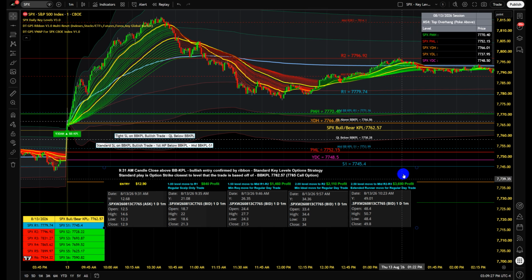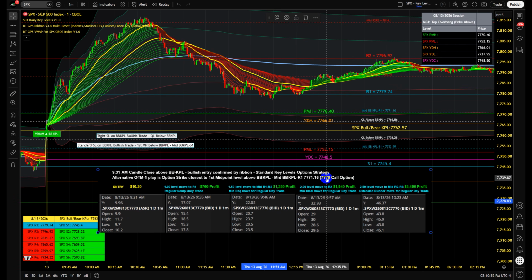Then on the 10:23 a.m. candle here, we have the hit of the mid R2, R3 level. At that time, the bid on the 77.65 call, $49.80. That's a profit of $3,690 per option on your runners that were left. Okay, so now we'll take a look at the other 2 option strikes.